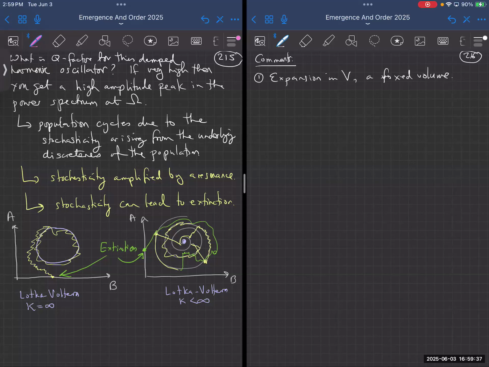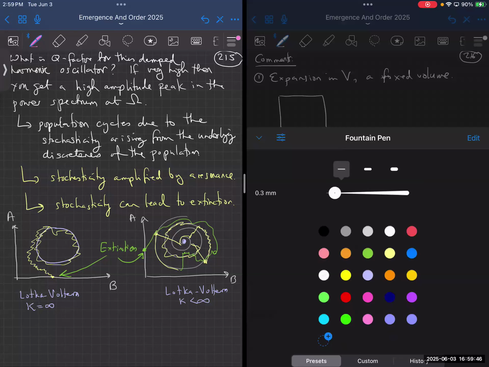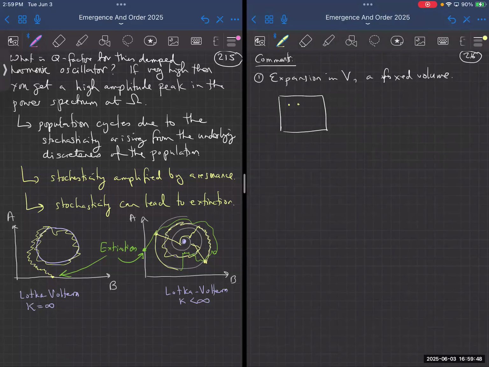Well, does this apply to a real system? The answer is definitely not. It definitely doesn't, because we have the real system looking like this. We have our predators sort of floating around like so. We have our prey floating around like this, and clearly there is a heterogeneity in this population.